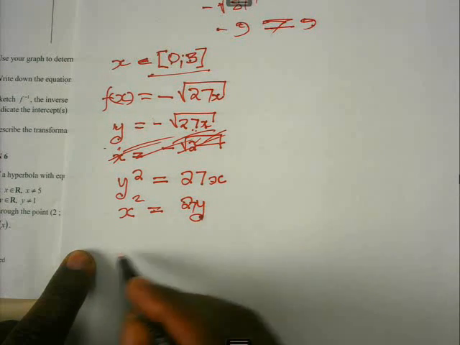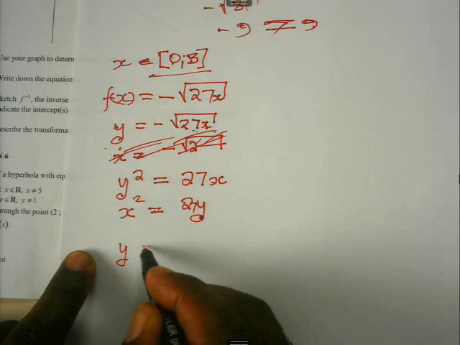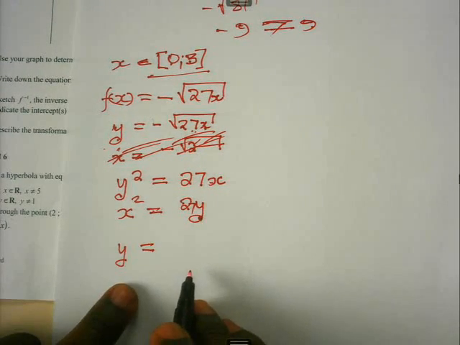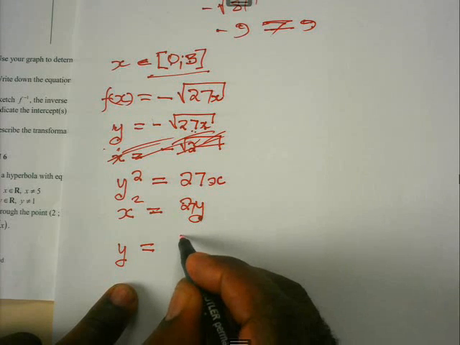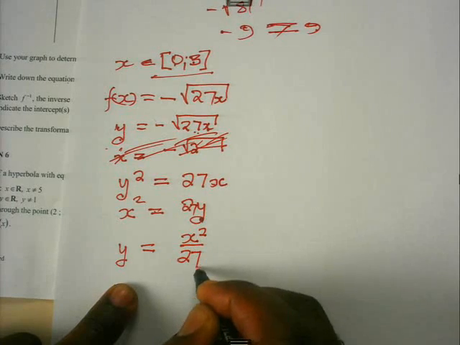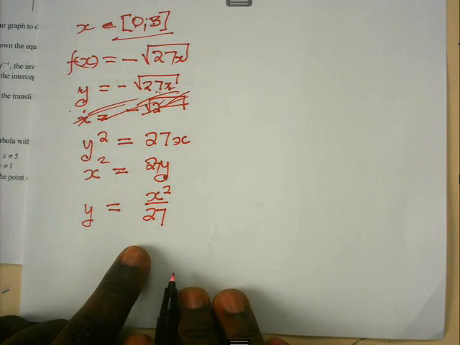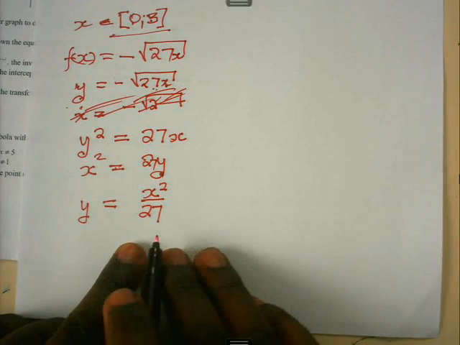So I must say y will therefore be equal to x squared over 27. And this should be my inverse function equation.